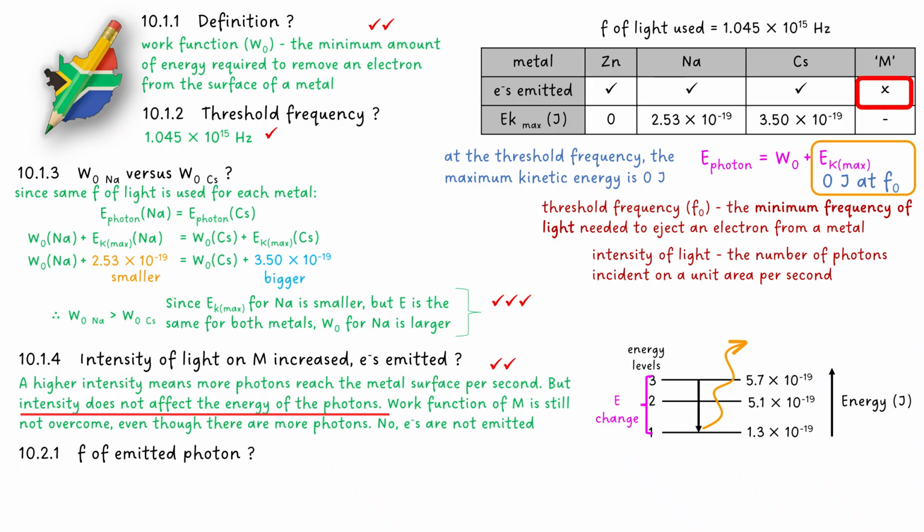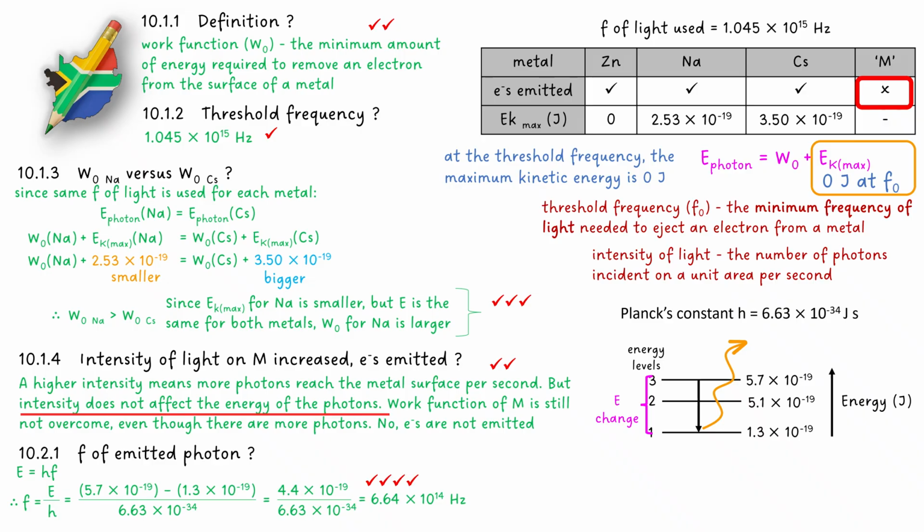Since the energy of the emitted photon is equal to the energy gap between energy level 3 and energy level 1, we can calculate the energy of the photon by the difference in these energies. Using the equation energy is equal to Planck's constant times frequency, we can rearrange for frequency and substitute the energy difference in the numerator and Planck's constant from the data sheets into the denominator. Solving, we get a frequency of 6.64 times 10 to the 14 Hertz.